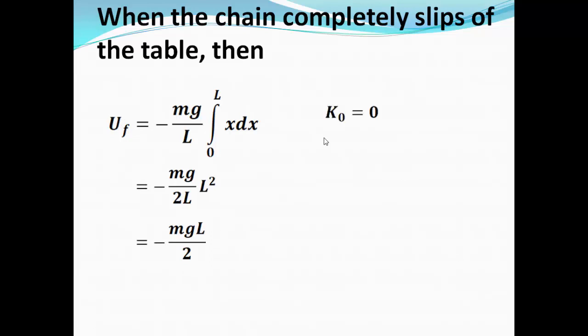Note that initially the chain was at rest, so initial kinetic energy is 0. There are no other forces acting on the chain, only its weight that is pulling it down. So work done by other forces is 0. We only have the gravitational potential energy acting here. So our final expression: work done by other forces plus initial kinetic and potential energy equals the sum of final kinetic and potential energies.